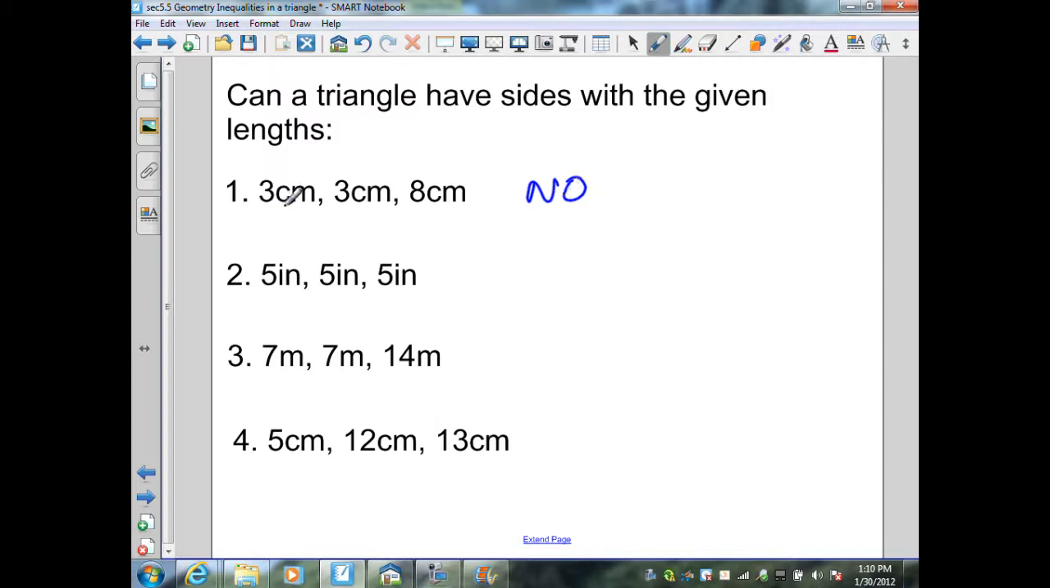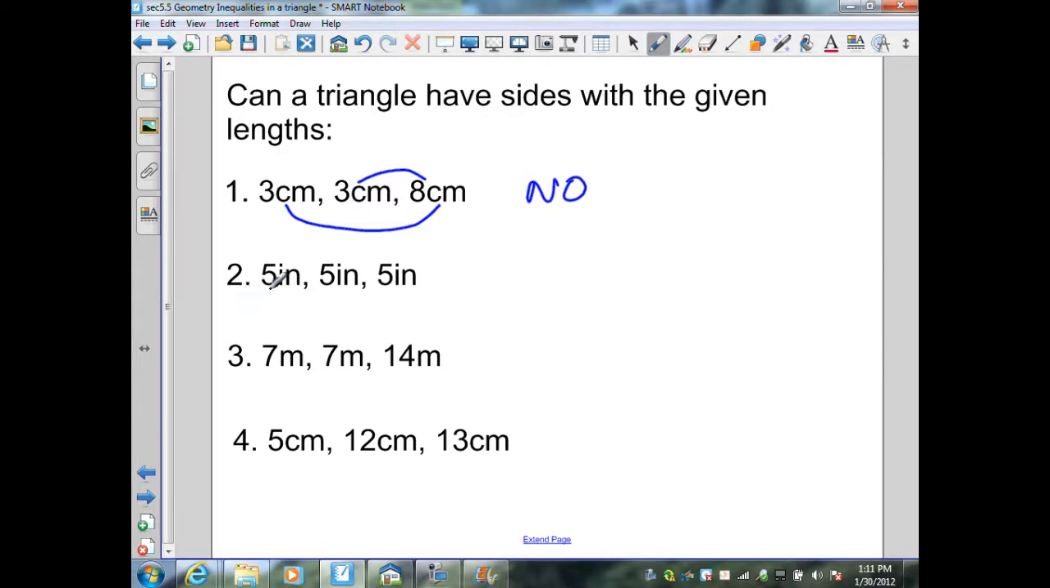And I always try to find the smallest sides first, because if I took these two segments, 3 plus 8 is 11, that's greater than the third segment. And then these two would be 3 plus 8 is 11. It's greater than this segment. So if you find the smallest two, that's the quickest way to go at it.